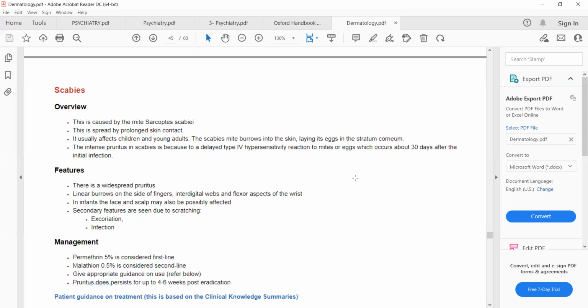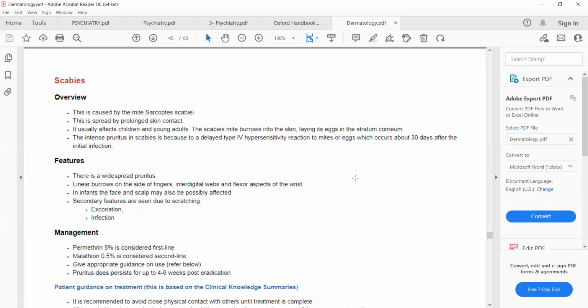The lesions are usually common in interdigital webs. So secondary features such as excoriation and infection can also be seen. Due to intense itching, excoriation and infection of the lesions can also occur. The management is very simple. The first line treatment for scabies is permethrin 5%. Second line is 0.5% malathion. As well as you need to give proper guidance to the patients as well.